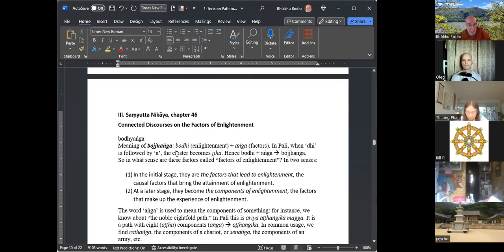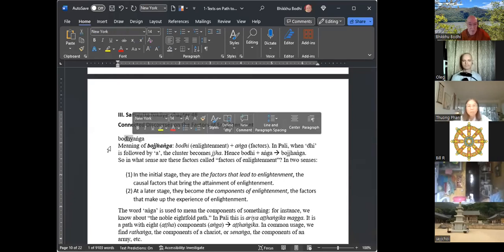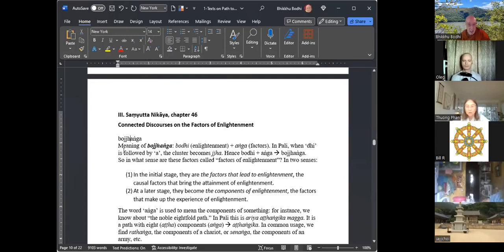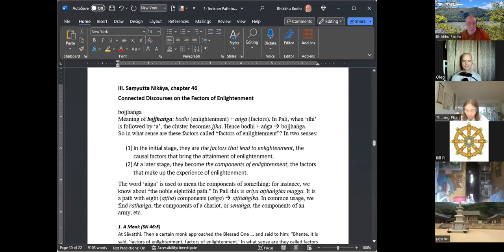But what happens in Pali is that when this syllable DHI is followed by an A, the DHI gets transformed into JH plus A, because Pali is sort of based on spoken languages. If you try to say bodhyanga, it's a little bit difficult. So in the spoken dialects, the dhya gets changed into jjha, so it becomes bojjhanga. If you pronounce that, you see it's easy to pronounce.